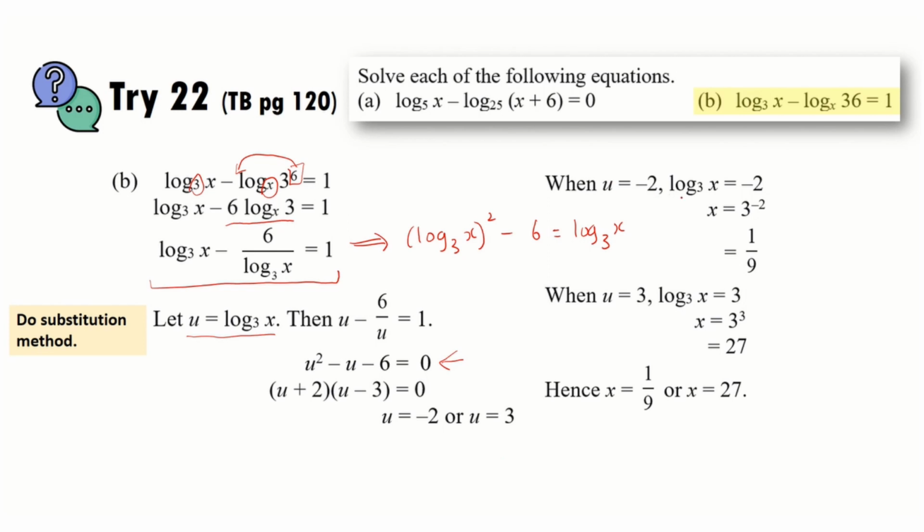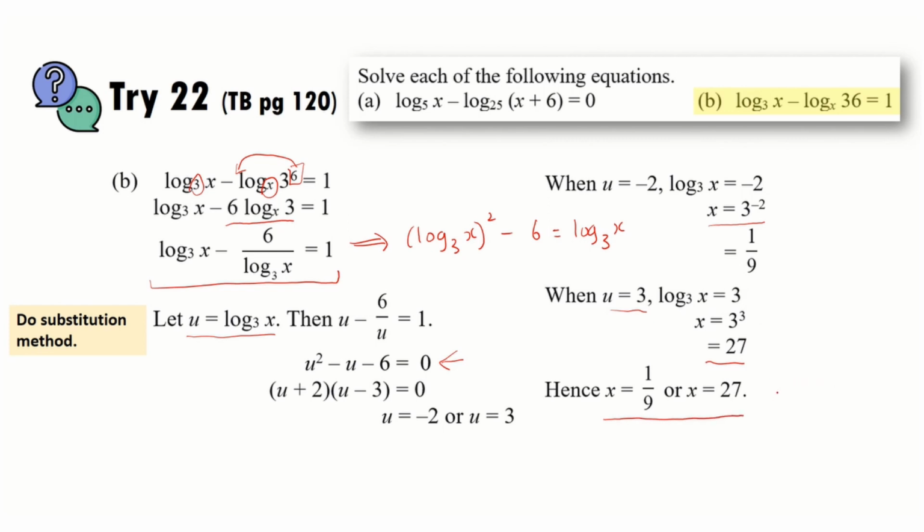So when u equals -2, we see that log x base 3 equals -2. Converting it into our index form, we get x equals 3 to the power of -2, which is 1/9. Then for u equals 3, we also do the same thing and we find that x equals 27. Hence, we will see that x equals 1/9 or x equals 27.